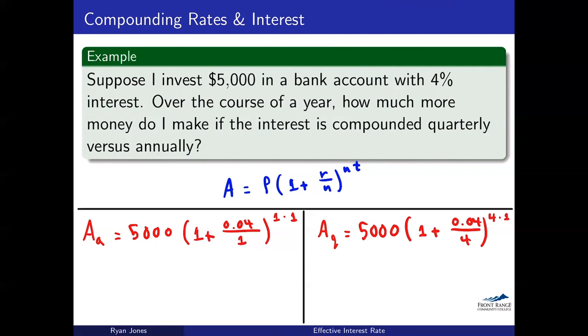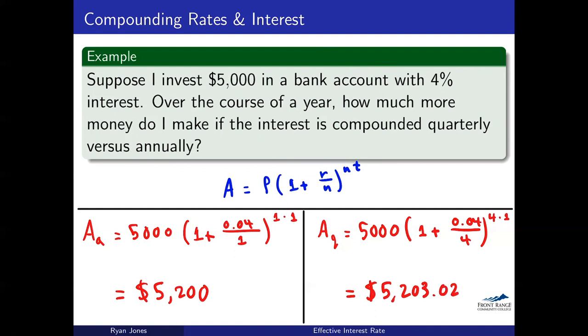And now basically we can just calculate these and see what we get. I'll do this quickly; we don't need to worry about showing all the steps here just for this example. That's right, my comma is a little better. 5,200 here, and then here it would be 5,203 and 2 cents.